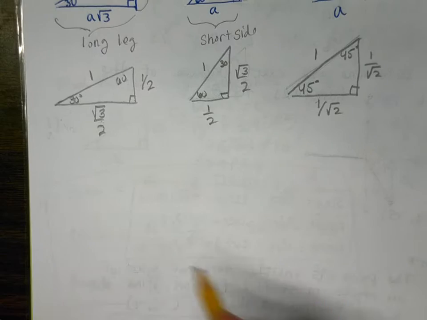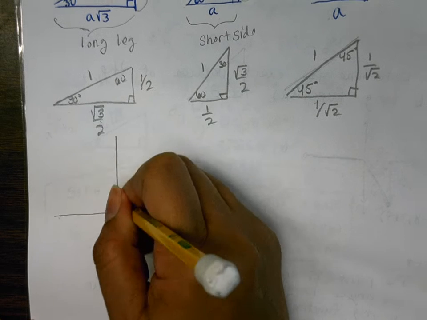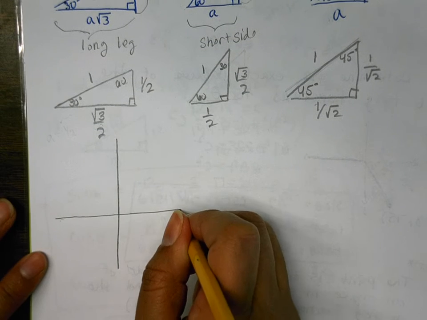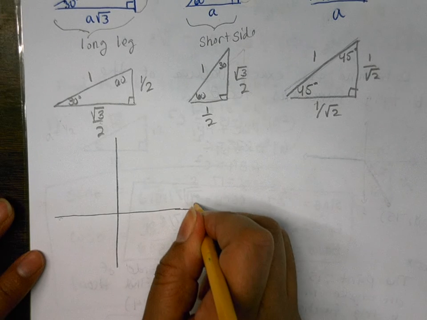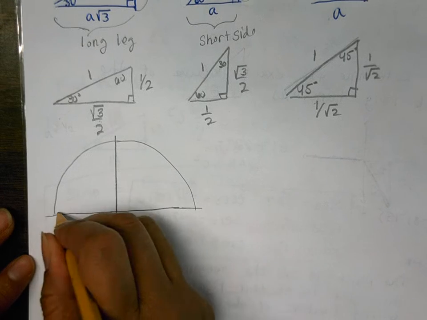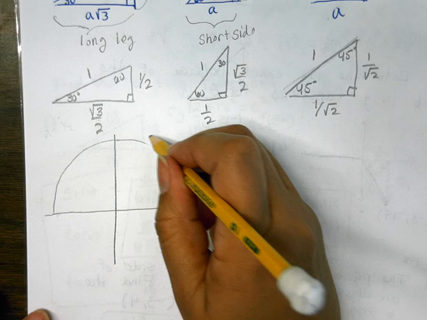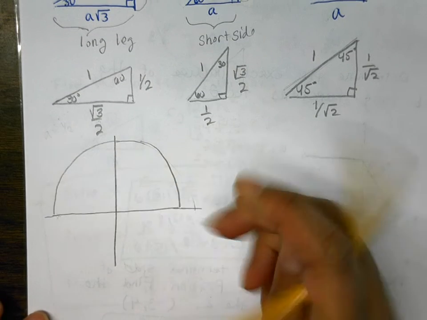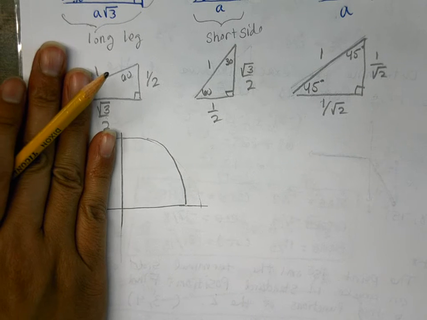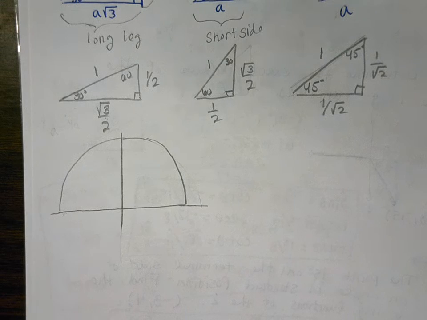So let's fill in our unit circle. Now, are we dealing with all 4 quadrants? No. We're dealing with only quadrant 1. Okay, I know I jumped to quadrant 2, but this is the only quadrant we're dealing with. Okay, so we want to come up with this stuff here.